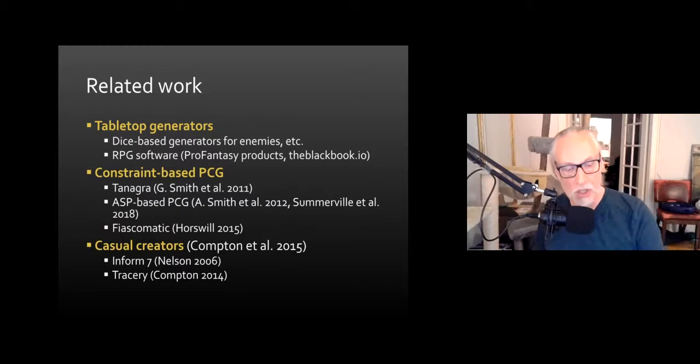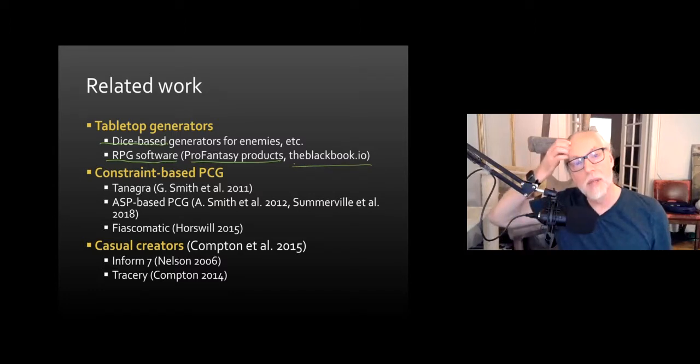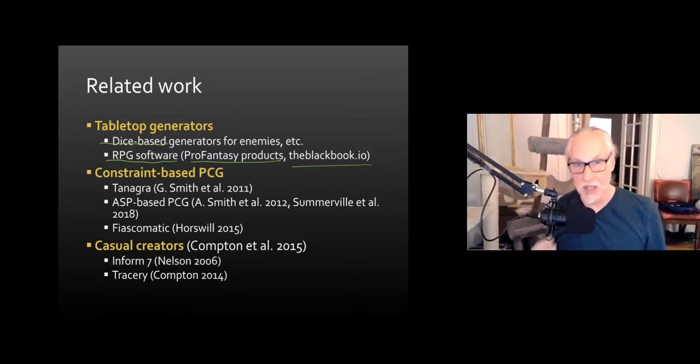There's a long history of generators being used in tabletop playing, dice-based generators. There are also a number of software systems for generating maps, generating characters, and so on. I'm not aware of any systems that do anything like constraint satisfaction, and not a lot of stuff that is intended to be a powerful system that could be used by non-programmers.